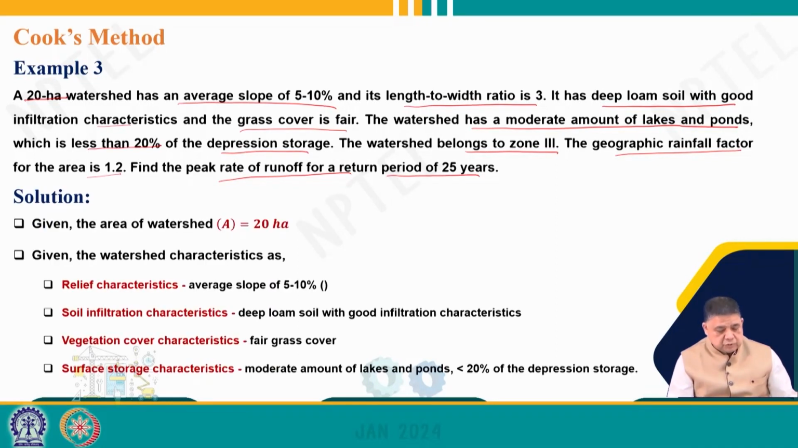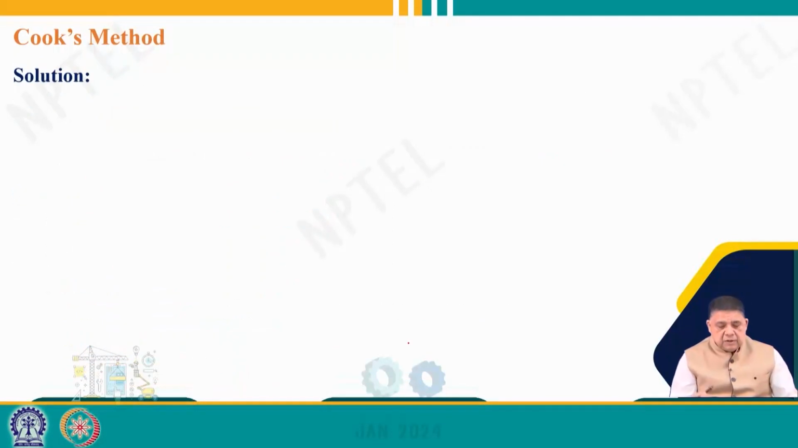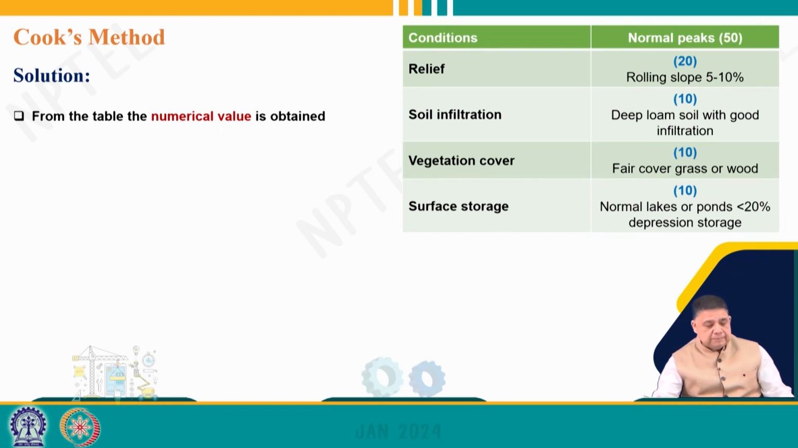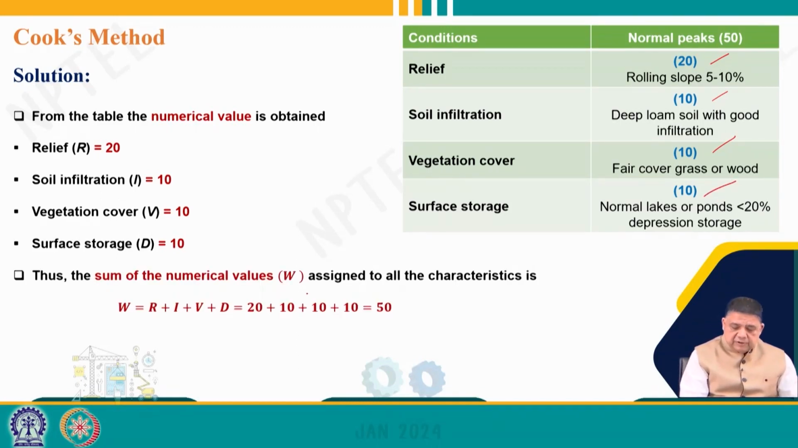So, it is a simple application of Cook's method. We have been given the watershed area of 20 hectares and different watershed characteristics. Relief: average slope of 5 to 10%. Soil infiltration: deep loam soil with good infiltration characteristics. Vegetation cover: fair grass cover. Surface storage: moderate amount of lakes and ponds, less than 20% of depression storage. Knowing all these characteristics, we can read the values from the table to obtain the value of W. As per our given description, R is 20, soil is 10, vegetation cover is 10 and for less than 20% depression storage, surface storage is 10. So, the sum of numerical values W we obtained for this watershed is 50.